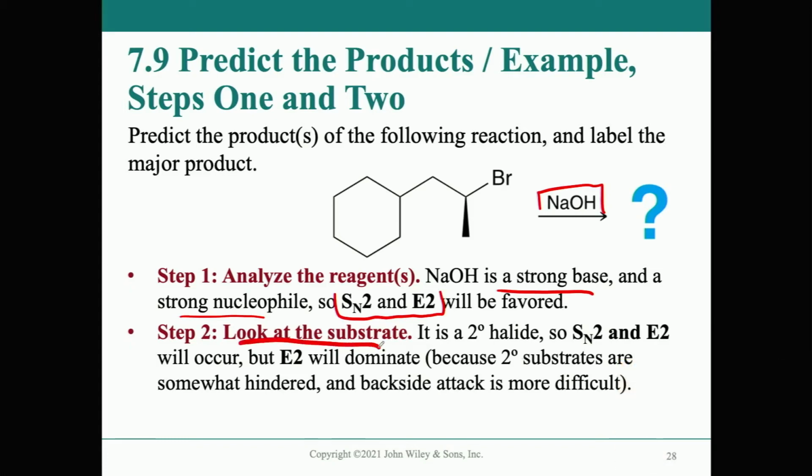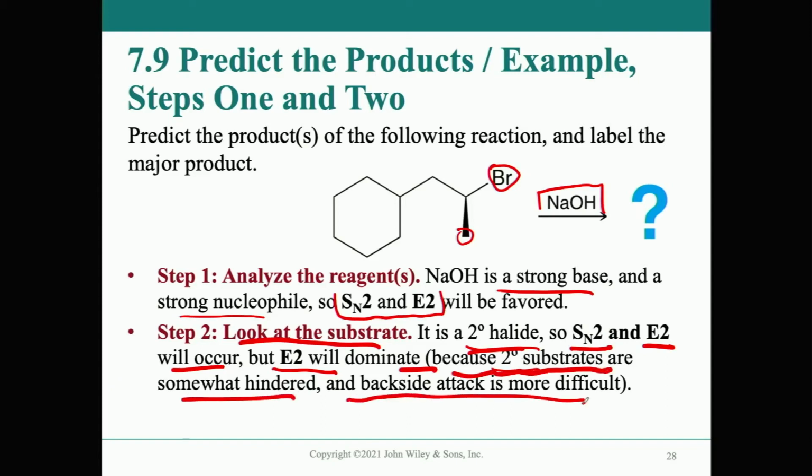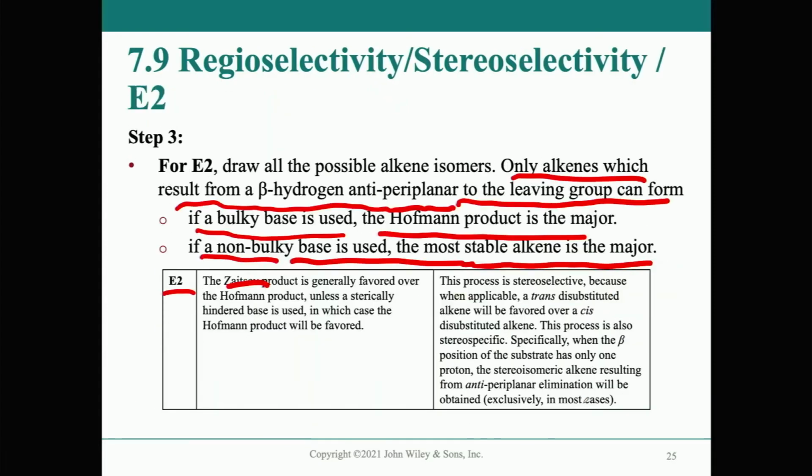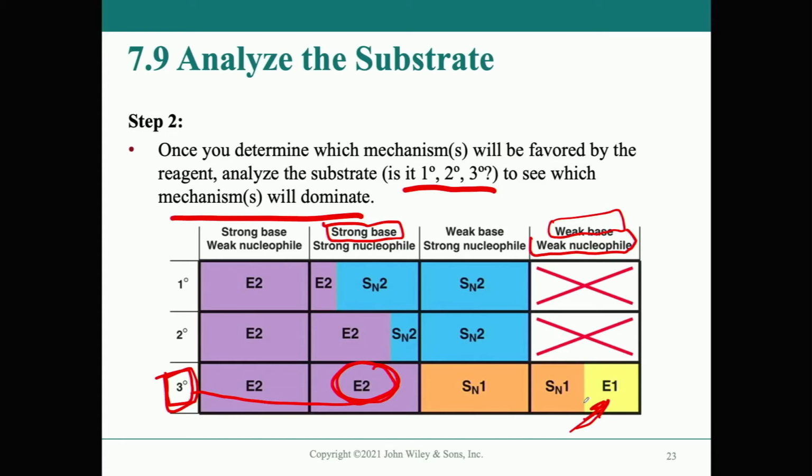Step 2, look at the substrate. The substrate here is a 1, 2, so it's a secondary alkyl halide. Since it's a secondary alkyl halide, SN2 and E2 will occur, but the E2 will dominate because the secondary substrates are somewhat hindered and the backside attack is more difficult. Let's just make sure that's true. We'll go back to the chart here. Strong base, strong nucleophile, secondary, E2.